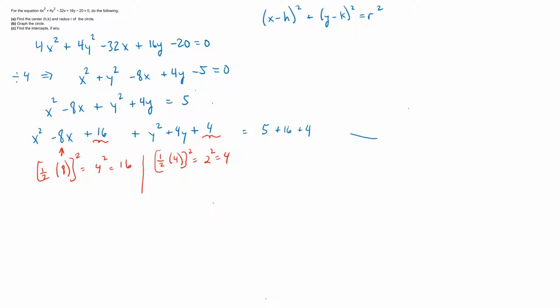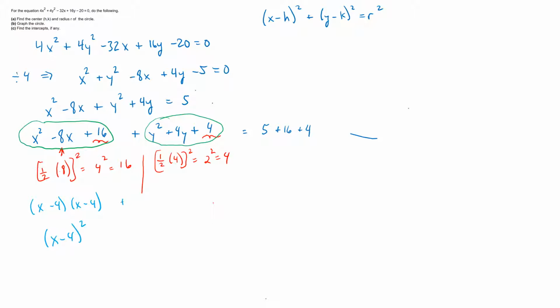That process of adding on the 16 and 4 in order to make a perfect square trinomial is called completing the square. So these two trinomials that I just outlined are now perfect square trinomials. What that means is they factor into two of the same types of binomials. So what numbers multiply to 16 and add to negative 8? That would be x minus 4 and x minus 4, which we could write as x minus 4 squared.